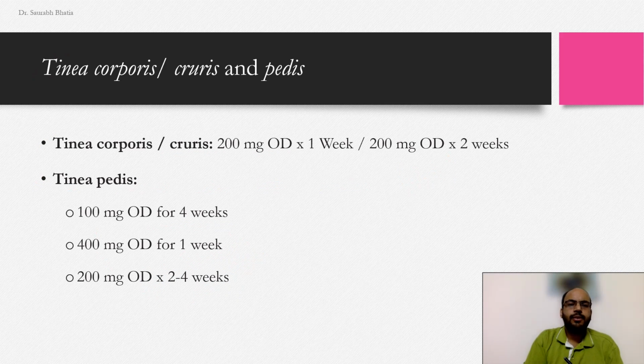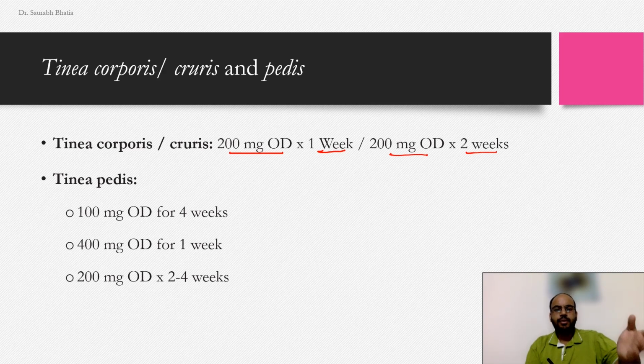In Tinea Corporis and Cruris, the dose is 200 mg once a day for 1 week or 200 mg once a day for 2 weeks, depending upon clinical response. That means you can increase the duration of the treatment by 1 more week. But trust me, I don't see patients responding to itraconazole in 2 weeks. You might have to extend the duration to a lot more weeks because of arising resistance and because there is a huge variability between the bioavailability and the efficacy of individual itraconazole brands. So that's a different problem altogether.